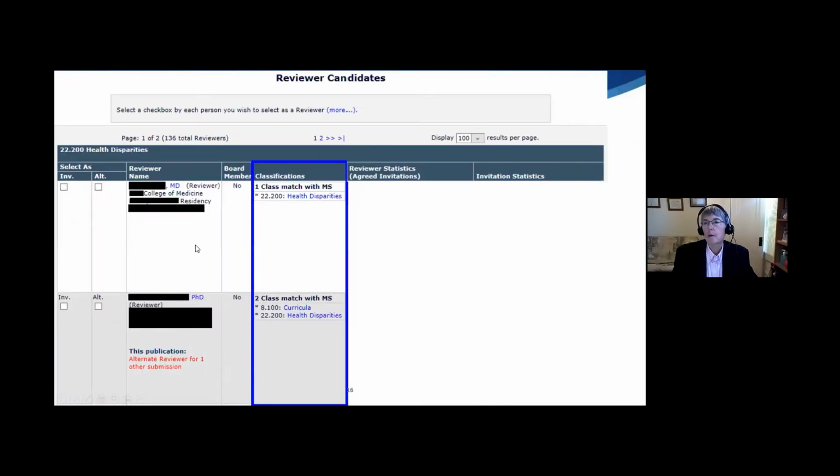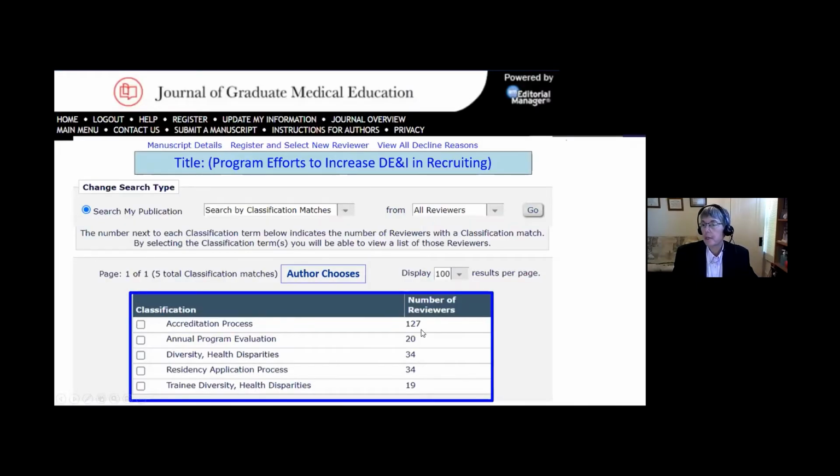And so when I search my classification category, I get a list, and it's usually a fairly long list, because you can see if I checked that I wanted accreditation process, I can agree or disagree. I clearly want diversity. I want residency application, etc. I can check which of those selected by the author do I want to look at.